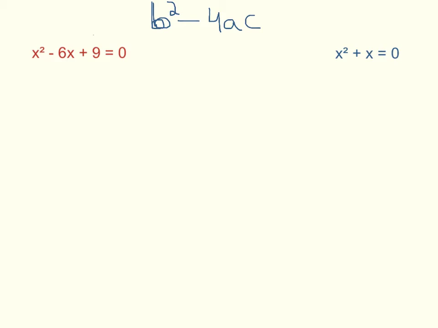Let's quickly evaluate the discriminant for these three quadratics to determine how many solutions they will have. For the first one, a equals 1, b equals negative 6, and c equals 9.